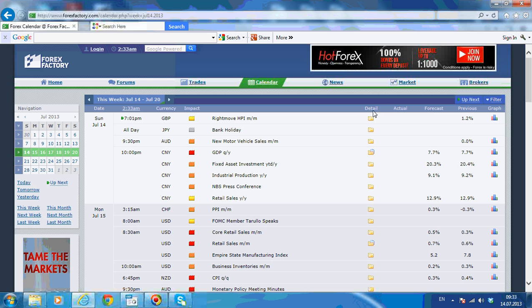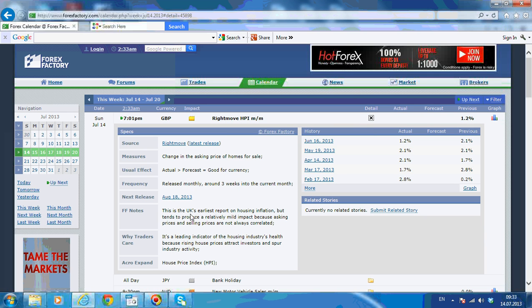You have the detailed button, so you may click the detailed button and see what it means. Well, this is the UK's earliest report on housing inflation. As you very well know, inflation is the thing that matters the most when central banks are deciding upon the monetary policy to follow. Each central bank has a mandate, and within the mandate, inflation has a specific target.